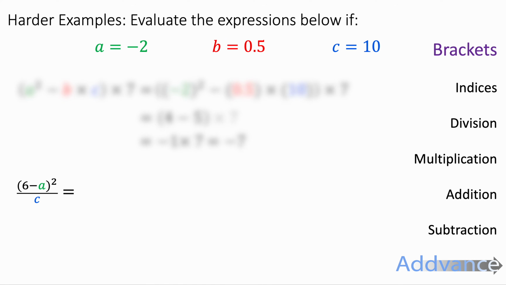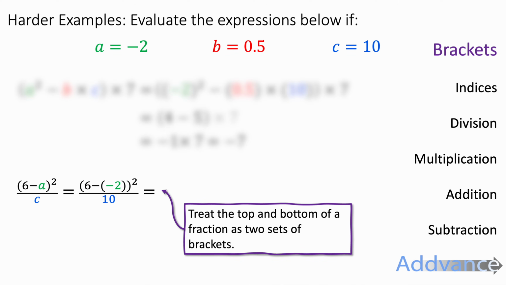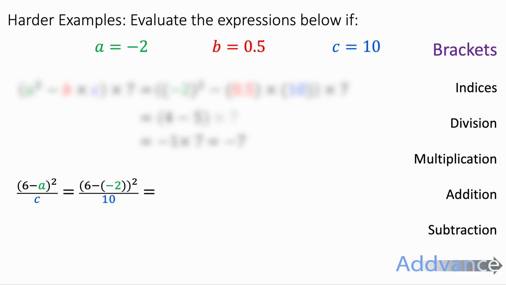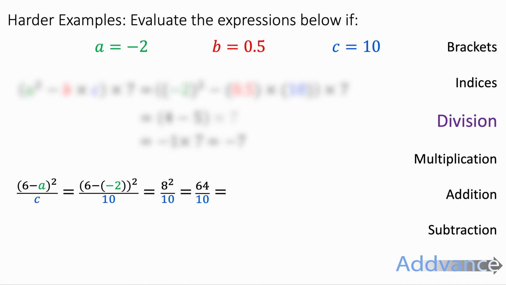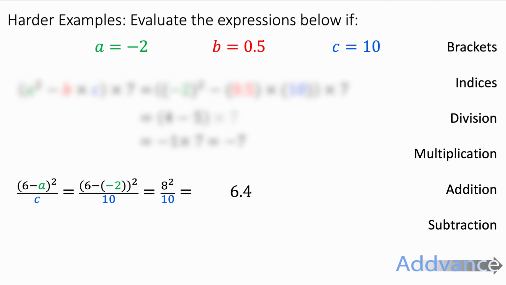Now we've got 6 minus a squared over c, and we're going to substitute the a is minus 2, the c is 10 in. We treat the top and bottom of a fraction like this as 2 sets of brackets. So we'll deal with the brackets on top first. And we're going to do 6 minus minus 2, which is a subtraction. And because we're subtracting a negative number, that becomes positive. 6 minus minus 2 is 8. We get 8 squared, which is 64. And then we divide by 10, which is 6.4. And that is the final answer.